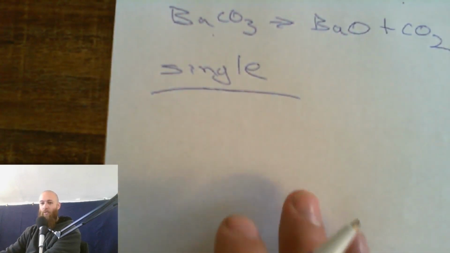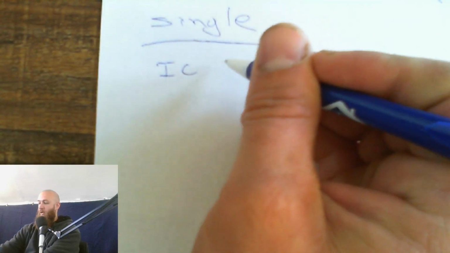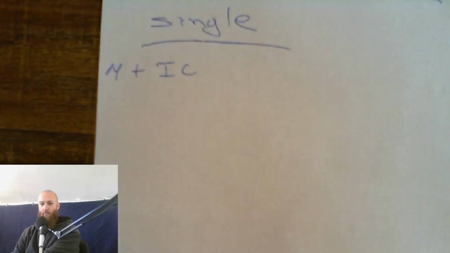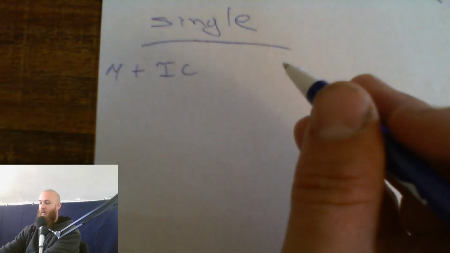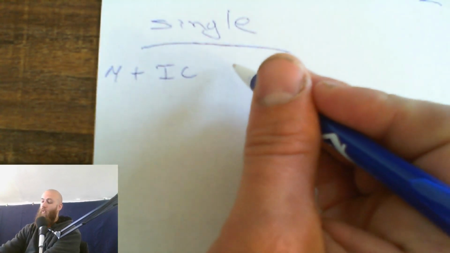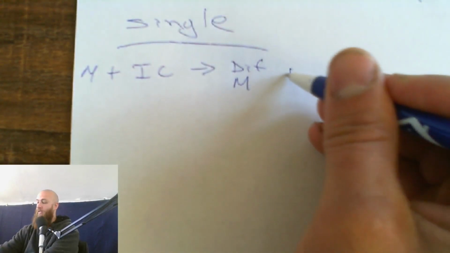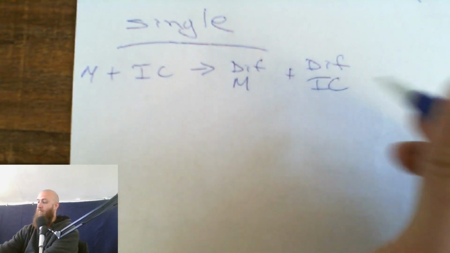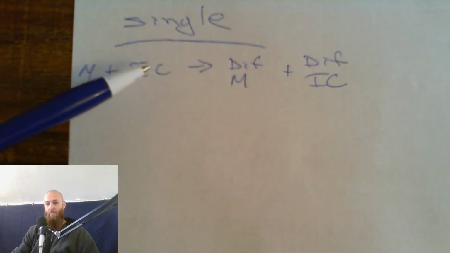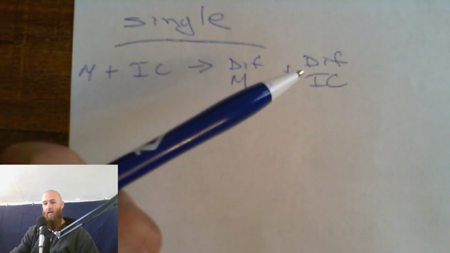Okay? A single replacement reaction, we said earlier, is a metal plus an ionic compound. M stands for metal, IC, ionic compound. I didn't tell you what the products were going to be. What you're always going to get is a different metal and a different ionic compound. I hope you guys are seeing my shorthand here. So metal plus ionic compound is going to make a different metal and a different ionic compound.